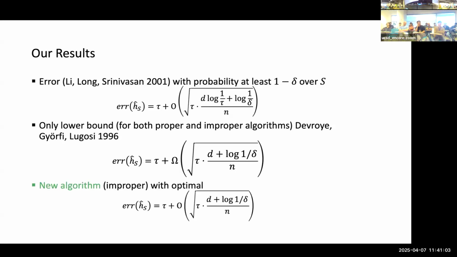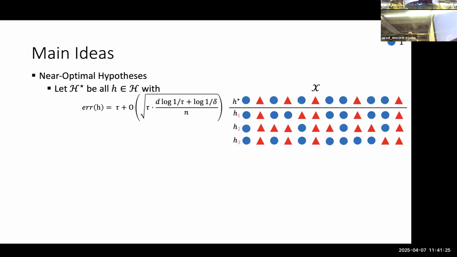I think the more interesting thing is a new learning algorithm that is improper, that has an optimal error of square root of tau times d plus log 1 over delta, over n. Again, this algorithm is not optimal if tau is very small, and I'll show on the last slide what the suboptimality factor is. But for most values of tau, it's optimal. So I'll just sketch the main ingredients that go into it.